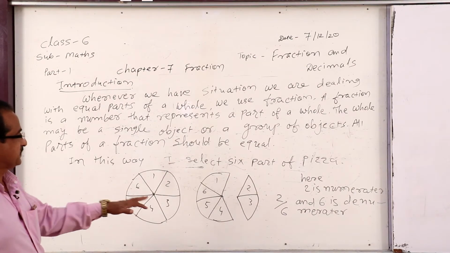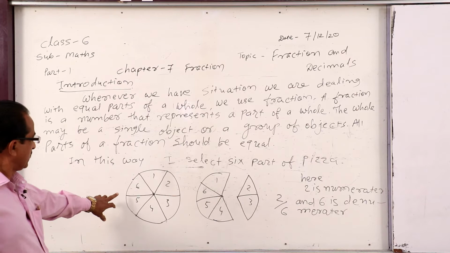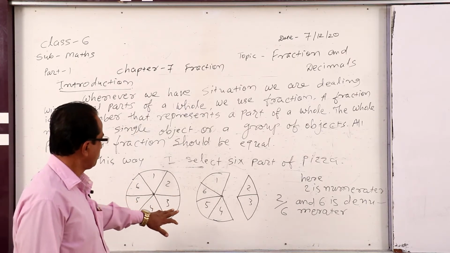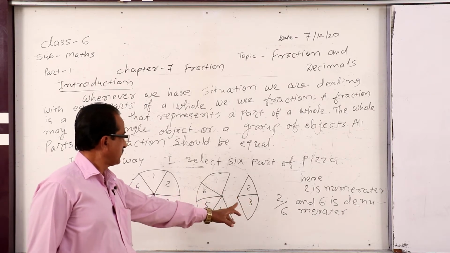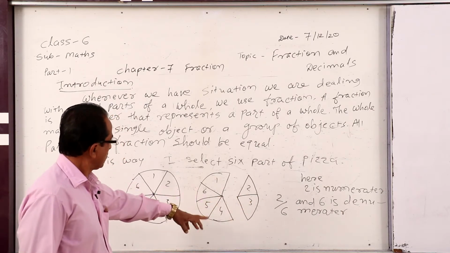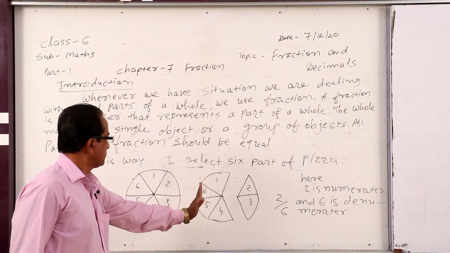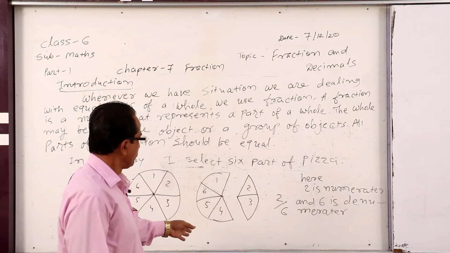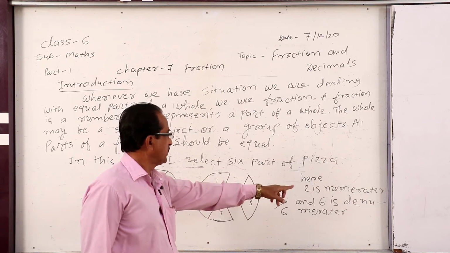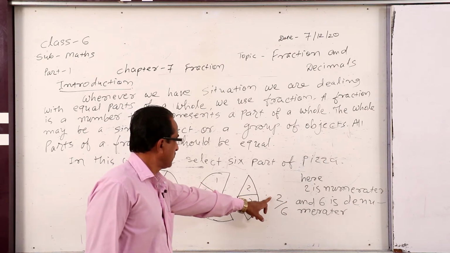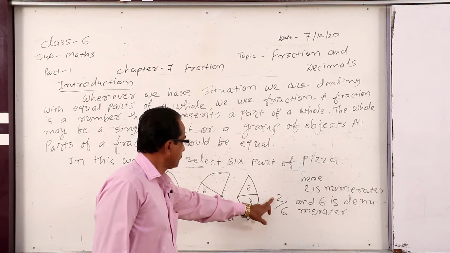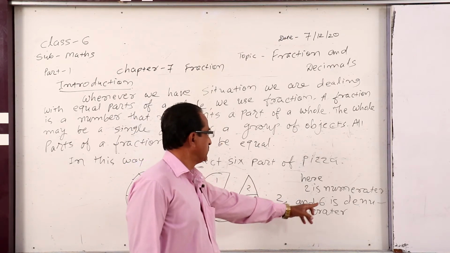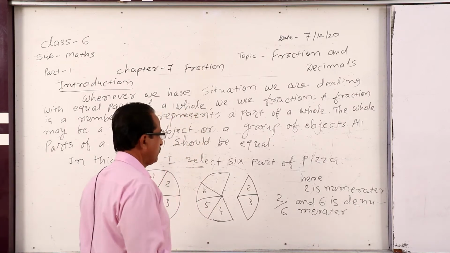I select 6 parts of the pizza, 1 2 3 4 5 6, and I made the fraction 2 part. Here you can see 2 parts are separate and 4 parts are separate. So the fraction will become 2 upon 6. 2 is the numerator and 6 is the denominator.